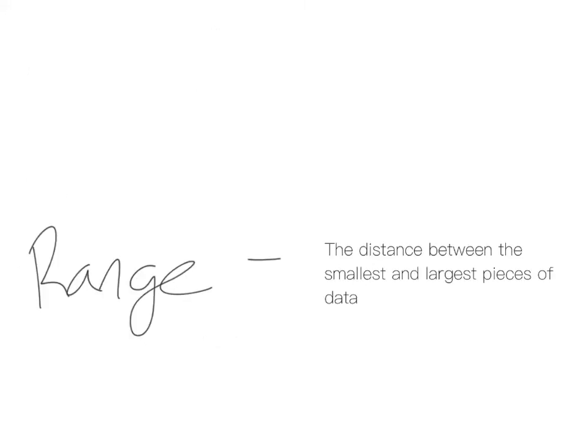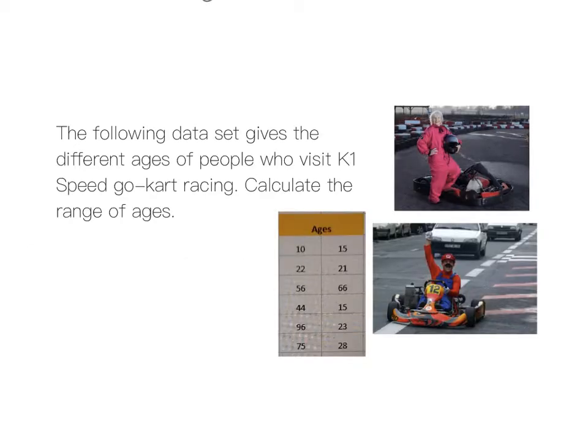First measure of variation we're going to talk about is range. And range is really simple. It's just the distance between the smallest and the largest pieces of data in a data set. So we're going to calculate the range here.